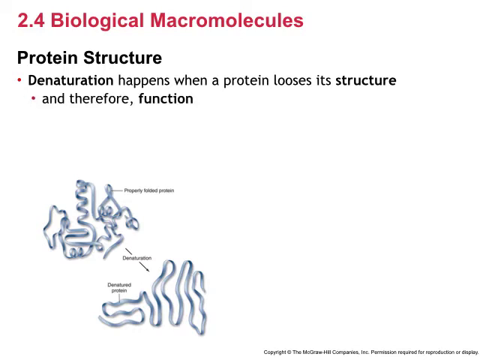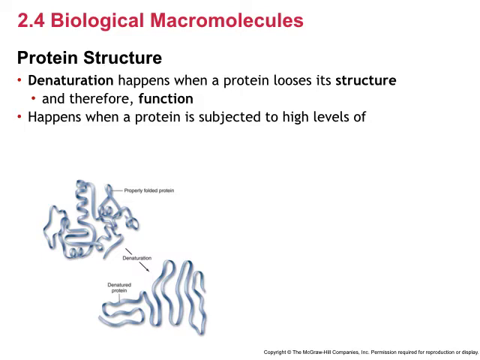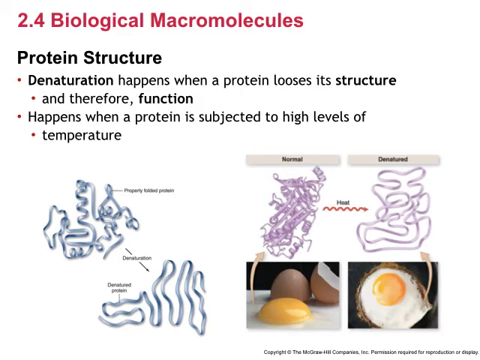And remember, a protein's shape determines its function. So if you lose the shape by denaturation, you're going to lose the function. Whenever you disrupt the bonds that are holding that protein together, you're going to kill the function of that protein or modify the function of the protein. And this happens when the protein is subjected to high levels of temperature.